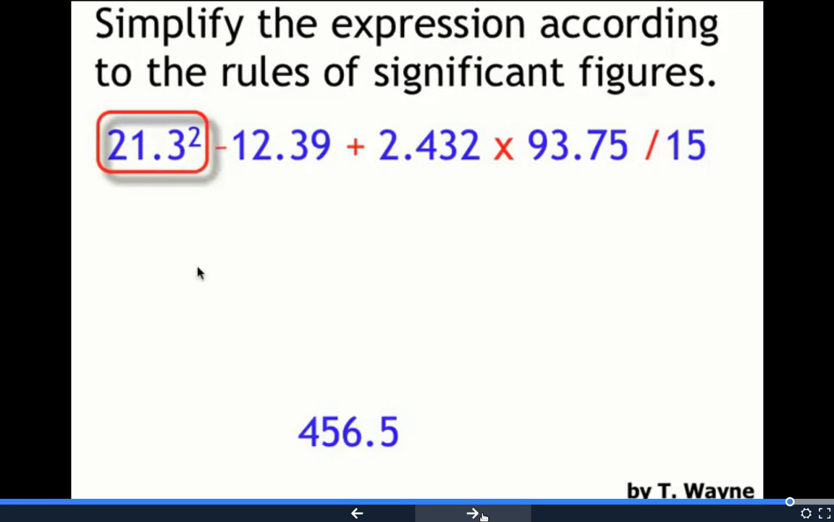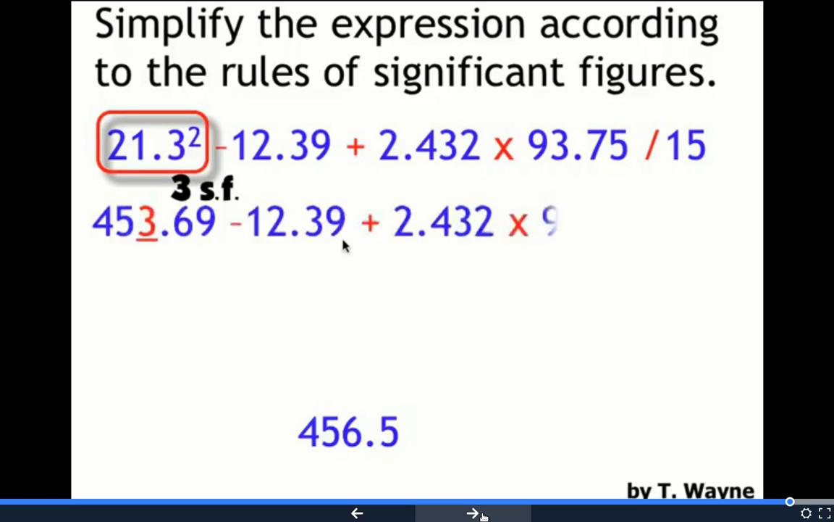21.3. That's where I'm going to start because that's my exponent, and that's what PEMDAS says to do. Parentheses, exponents, multiplication, division, addition, subtraction. So exponents. 21.3, well that's 3 sig figs because it's multiplying. So I'm just going to keep track of the sig figs for this multiplication part of it. And when I get my final answer, I get 453.69. But 3 sig figs, that means 453, that's my sig fig.